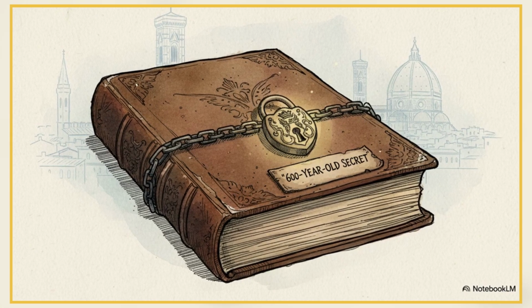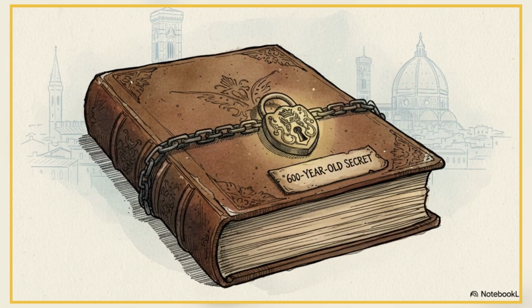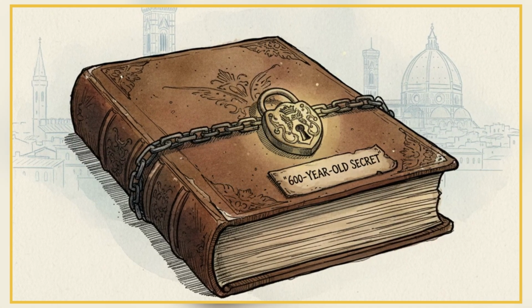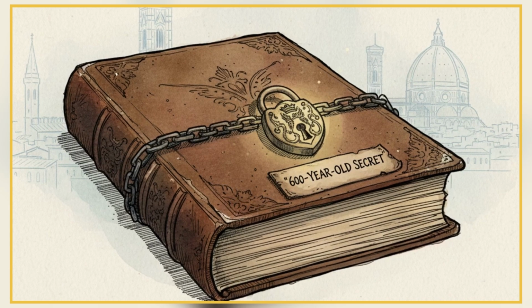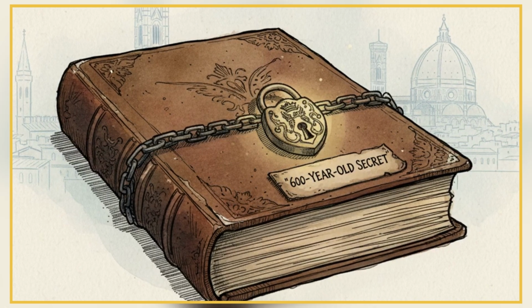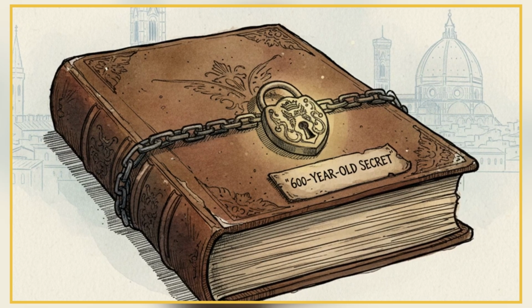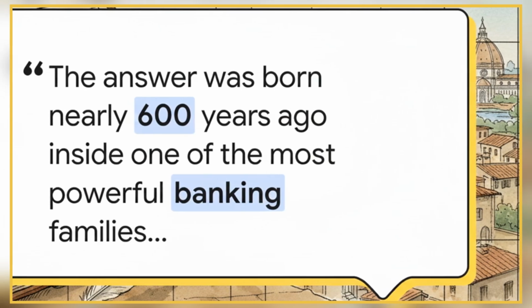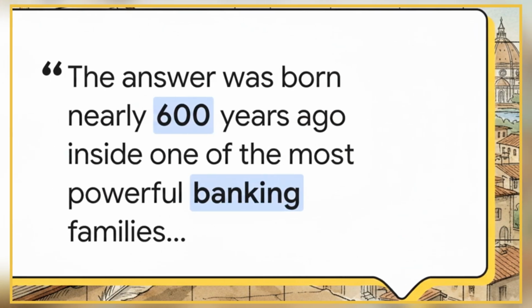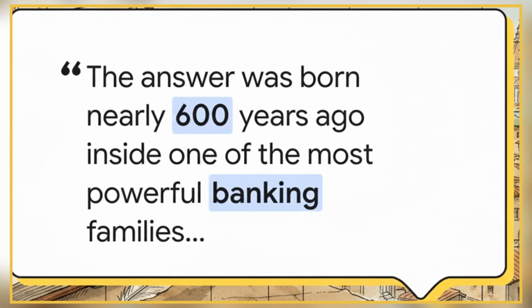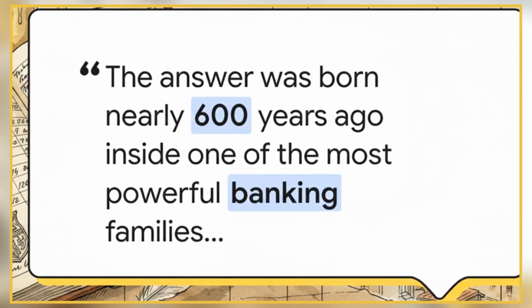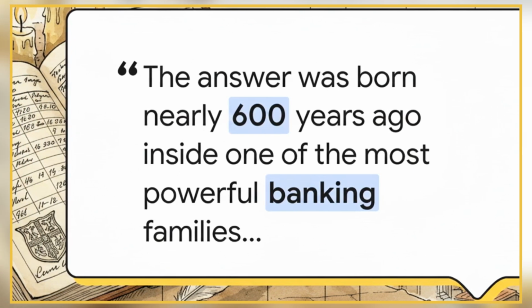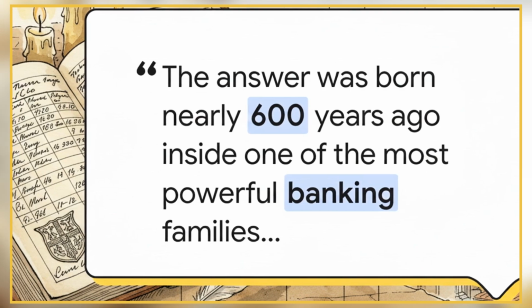The reality is that the answer to these core questions is not a modern textbook rule at all. No way. It is actually a 600-year-old secret. These rules weren't invented in some sterile corporate boardroom or by a standardized testing committee. They were forged during one of the most fascinating, volatile periods in human history. The answer was born nearly 600 years ago inside one of the most powerful banking families in history, the Medici family of Florence. To truly understand your textbook today, we have to travel back to the candlelit ledger books and cobblestone streets of Renaissance Florence. This single banking dynasty absolutely revolutionized the financial rules we are still using right now.